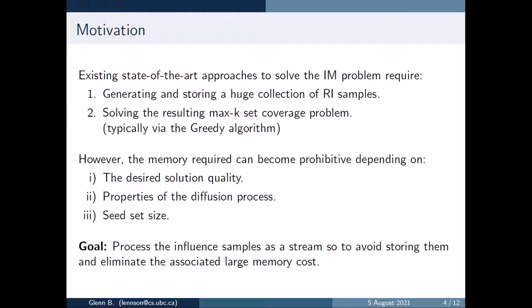Complicating this is that a diffusion process that results in larger RI samples will clearly exacerbate the memory usage. Under the CTIC model, this corresponds to higher time horizons, which allow diffusion to occur for a longer period of time. Finally, if one wants to select a larger seed set, a more accurate approximation of the influence function is needed, which again means more RI samples are needed. Given this, the goal of this work is to process the RI samples as a stream, and by doing so, completely eliminate the large memory cost associated with storing them.